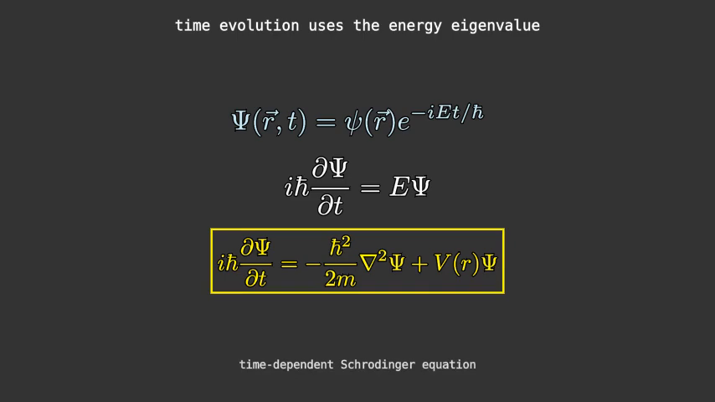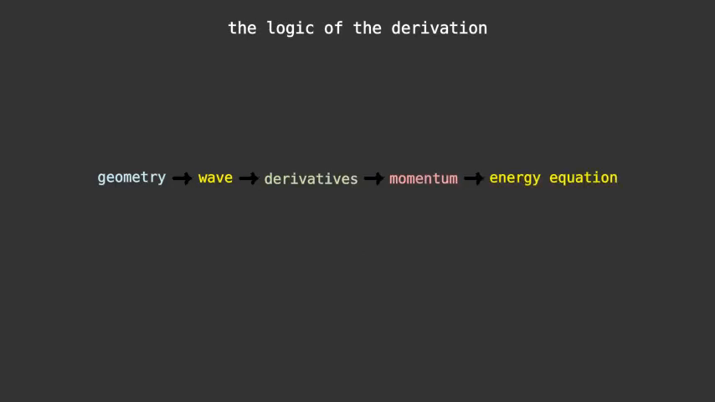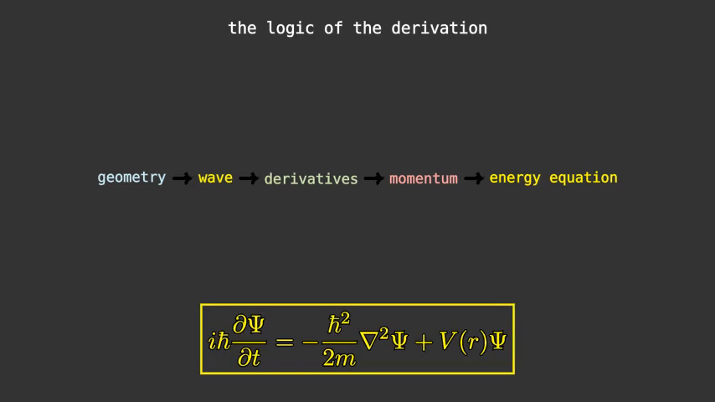i h bar partial capital psi over partial t equals minus h bar squared over 2m times the Laplacian of capital psi plus V of r times capital psi. The logic is the point. Hydrogen gives the physical system, harmonic motion gives the wave intuition, the wave gives derivatives, derivatives encode momentum, and energy balance becomes the equation of quantum motion.